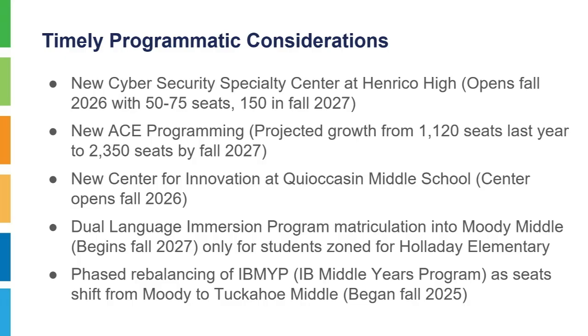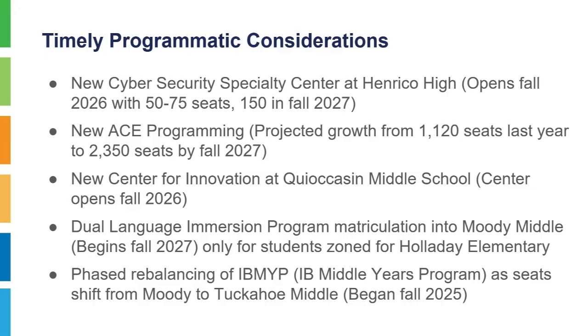Additionally, the Middle Years IB program is in the process of shifting seats from Moody to Tuckahoe for a more even distribution of MYP seats at the 2 schools. Moody will also house the middle school dual language immersion program in fall of 2027. The program was established at Holiday Elementary, and the original cohort is currently moving through and will attend Moody Middle in the fall of 2027. The program is only open to students zoned for Holiday Elementary and about half are zoned for Moody already.